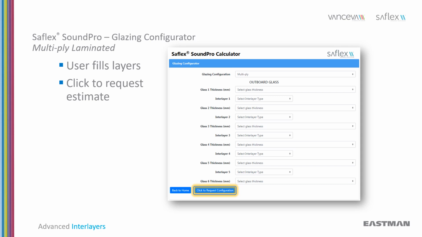Remember, click to request configuration will automatically send an email for the cells you have filled in to the lab to ask for estimation. If the information is not filled out completely, or we cannot create an estimation for you based on the information provided, you will receive a response stating such.